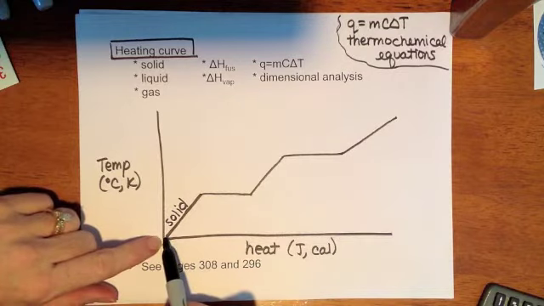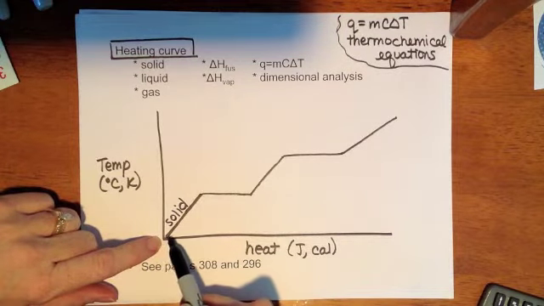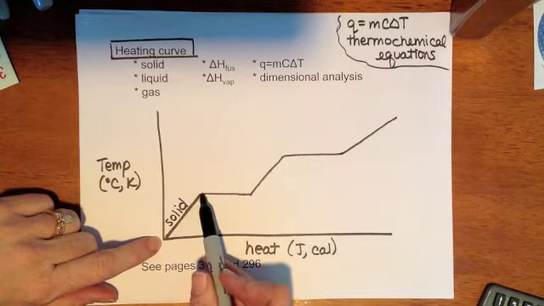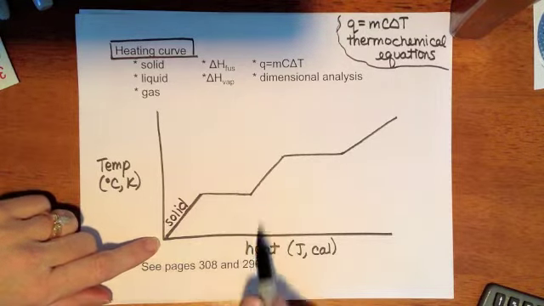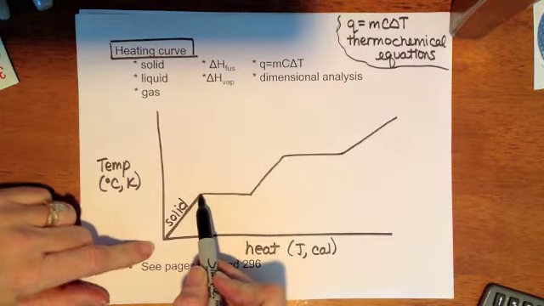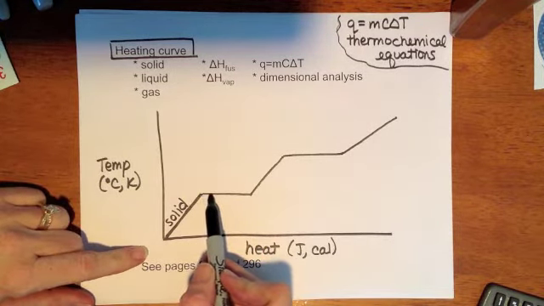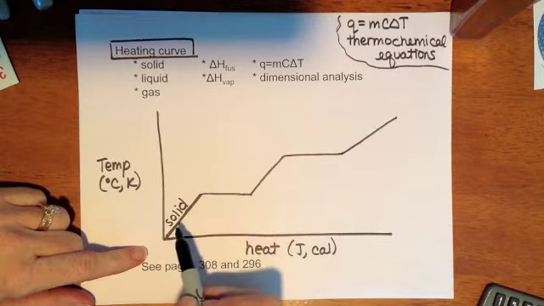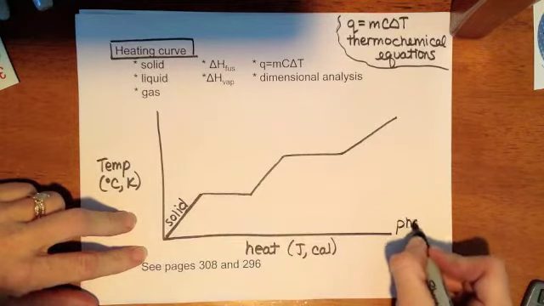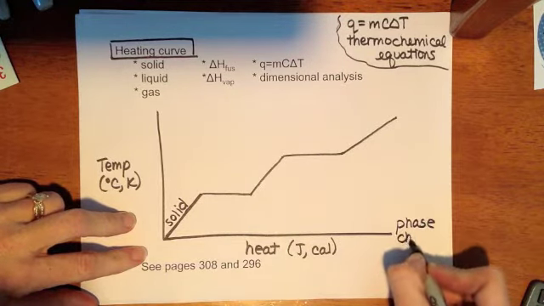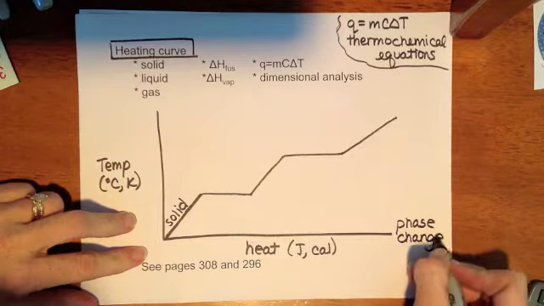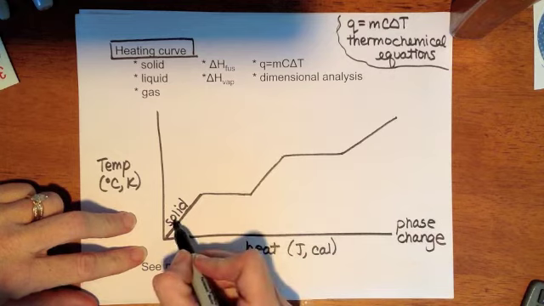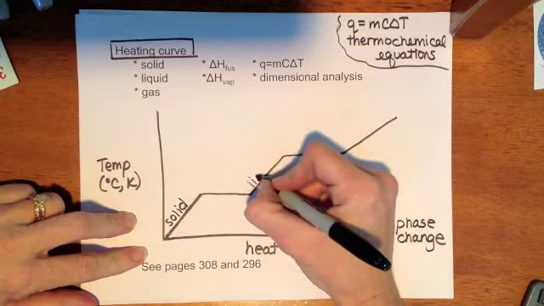And if you have a solid here, if you add heat, you go to the right, it will slowly increase in temperature. But there will reach a point where even though you continue to add heat, the temperature doesn't change. And this is during the phase change. So just so you can know what I'm saying, phase change. So a phase change is occurring here. In this case, we're changing from solid to liquid.